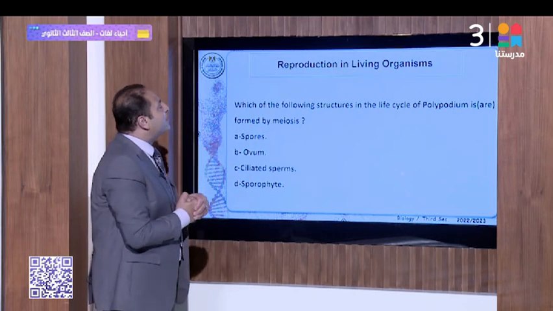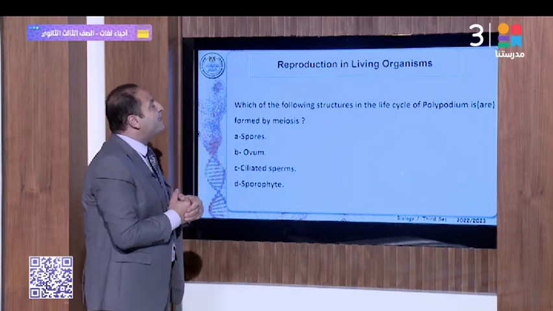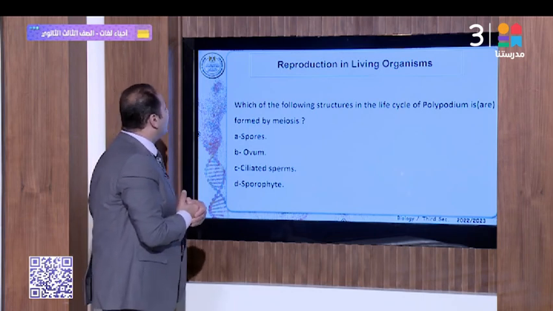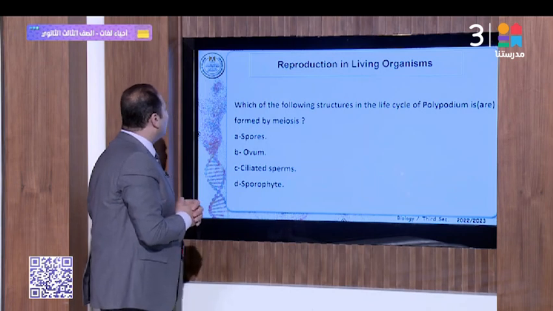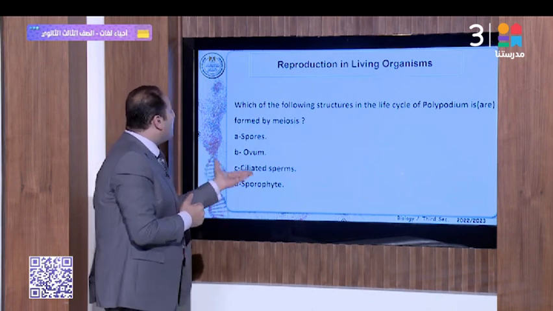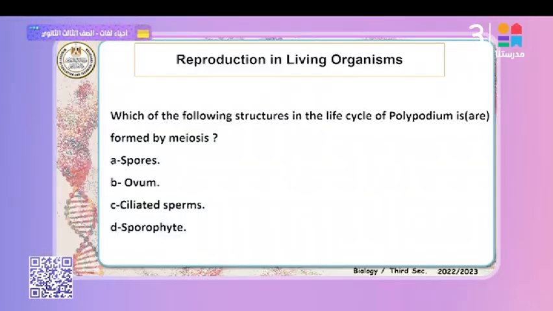Which of the following structures in the life cycle of Polypodium is or are formed by meiosis? The best answer is A, spores, not ovum, not ciliated sperm. Ciliated sperm help the antheridium pass through the water. The sporophyte is the specific type found in the alternation of generations in the life cycle of Polypodium. Another question.